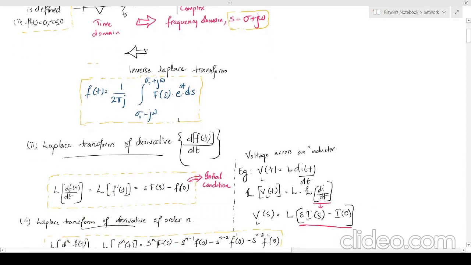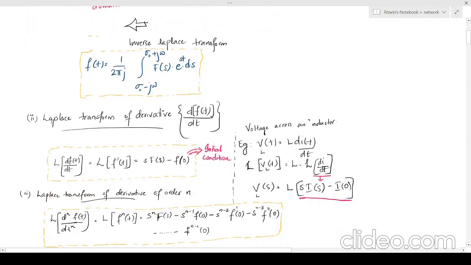It's a complex variable. Now let's see the Laplace transform of a derivative of a function f(t) as shown in the bracket. If we take the Laplace transform of a derivative of f(t), we get Laplace of f dash of t is equal to sF(s) minus f(0), where f(0) means the value of the function when the time is 0, t equal to 0. So it is basically referred to as the initial condition.